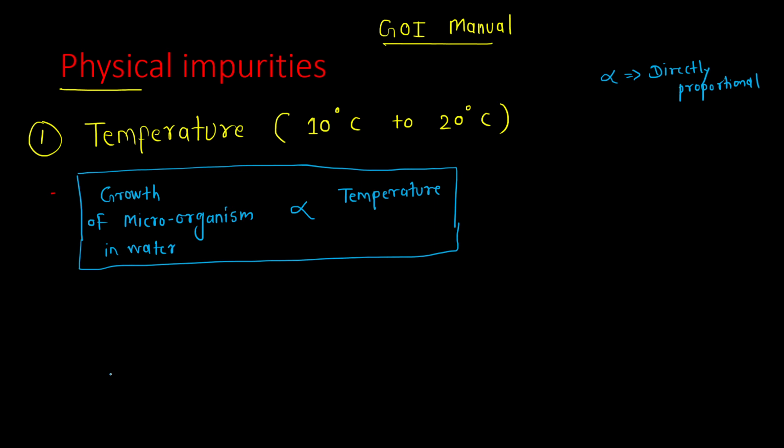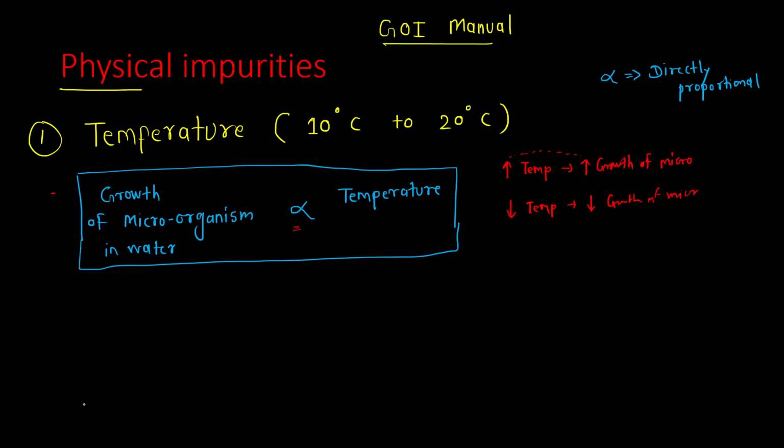Now what can we imply from this relation? The first thing we can imply is, if the temperature increases, then the growth of microorganisms will also increase. If the temperature decreases, it will decrease the growth of microorganisms. Simple. You can see that this relation is called a direct relation, hence we call it directly proportional.